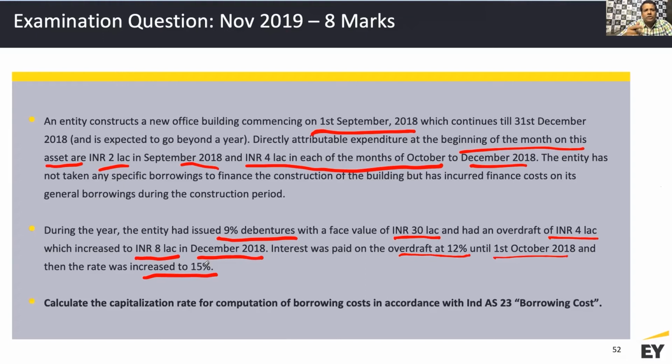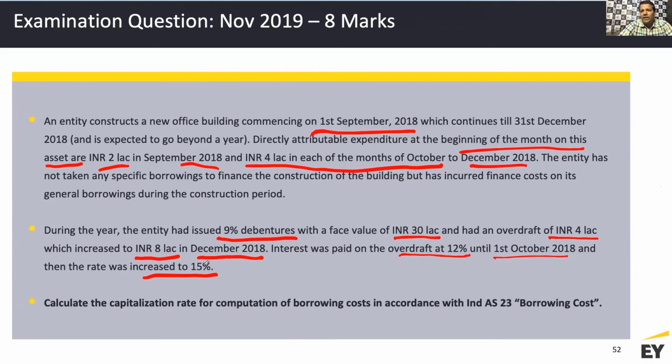So how much is the total money which I have spent? It was 2 lakh in September and then 4 lakh each in October, November and December, so close to 14 lakh. But that's not the question here. The question is about the debt which is outstanding, and the rate at which you can capitalize interest on this capital expenditure. You don't need to determine the total interest which I need to capitalize. I only need to determine the capitalization rate.